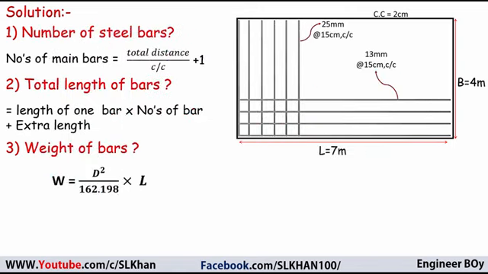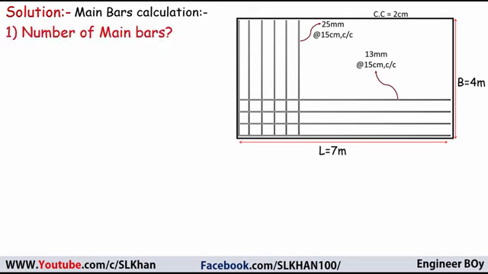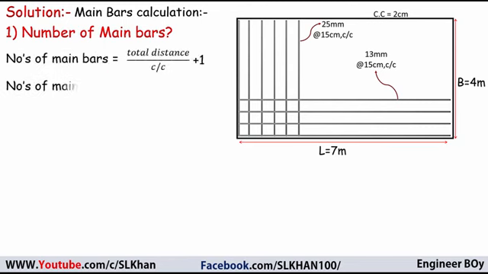Going ahead in the solution, I'm going to do the calculation for the main bar first. If you remember the first step, which is the number of main bars, the total distance must be 7 meters. Because if you look at the main bars, these are the shorter bars, shorter with respect to the other bars. As you can see, these divide the length, which is this one, 7 meters. These main bars divide this side, which is the longest side.